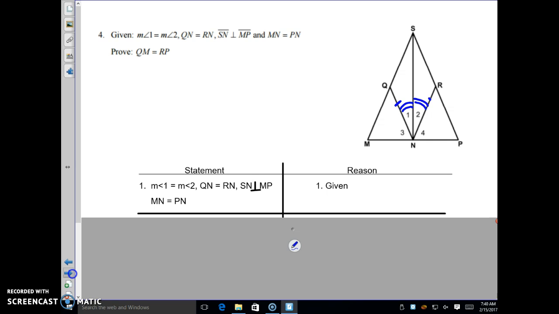There's QN. There's RN. We have a vocabulary word of perpendicular. Right away, we need to know that that goes into our proof at some point. I'm not going to make any marks until I actually write that in my proof. And we also know that MN equals PN. So we've just gone through the given and tried to figure out what was happening. We've written our given.